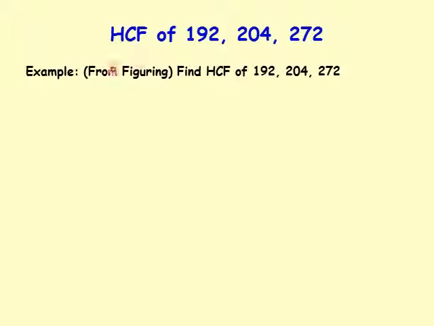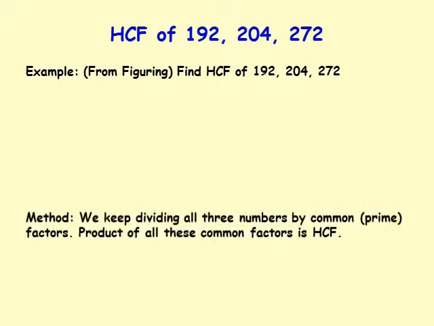Let's look at another example here. Find the HCF of these three numbers: 192, 204 and 272. We will continue to use the same method, which is the method using divisions. This example is also from the book of figuring. Okay, let's continue from here.